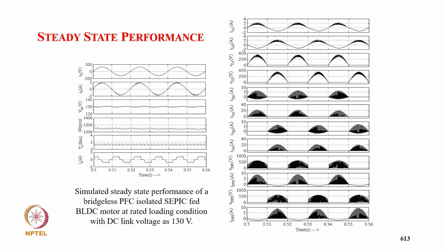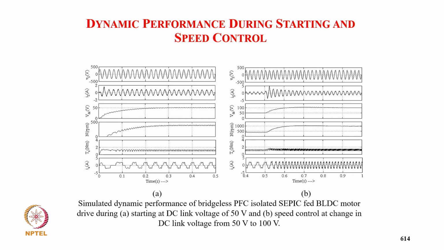So these are the typical simulated performance for steady state at full load with the DC link voltage of 130 volt. Supply current is in phase with the supply voltage and almost sinusoidal, demonstrating unity power factor, then DC link voltage, speed of the motor, torque of the motor, and winding current of the motor. And you can see input inductor current is continuous, input capacitor also continuous, then primary and secondary currents are discontinuous, switch voltage and switch current.